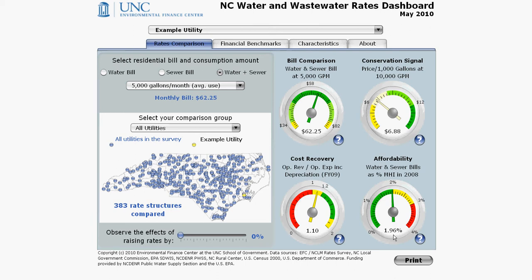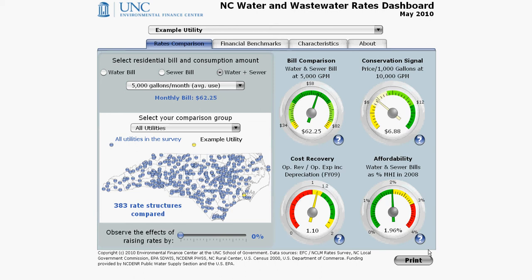This means that half of the households, half of the customers being served by this utility, would spend up to or more than 1.9% of their annual income on water and wastewater bills if they used 5,000 gallons a month for 12 months. So is this combination affordable? Any answer to that question is subjective.